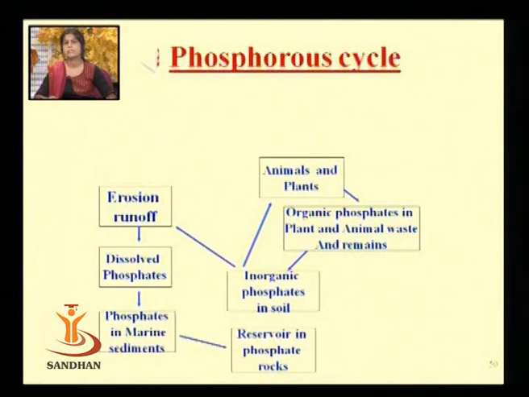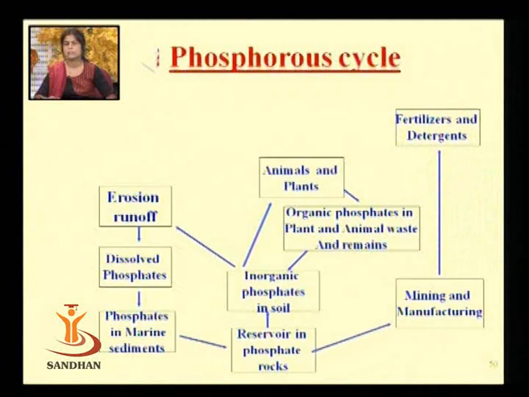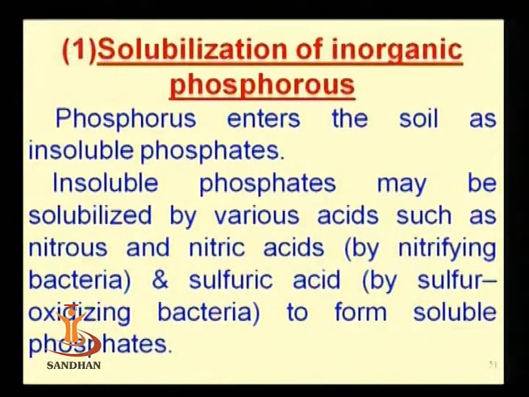These marine phosphates get sedimented in the form of reservoir phosphate rocks at the depth of the marine environment. These phosphates are often used for mining and manufacturing of fertilizers and detergents. The fertilizers are used by plants, so the phosphorus again passes to the plants, and the detergents are used by human beings. These fertilizers and phosphorus again undergo soil erosion, whereby the phosphorus again enters the marine environment. Let us see each step.